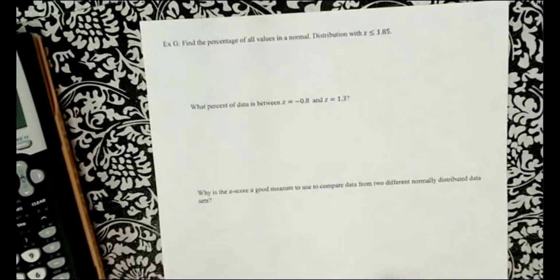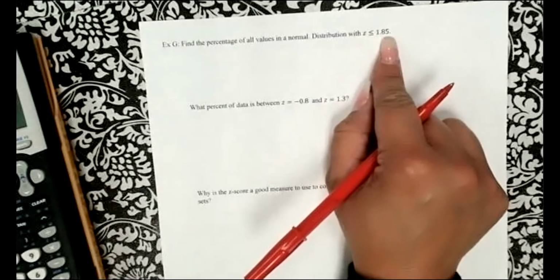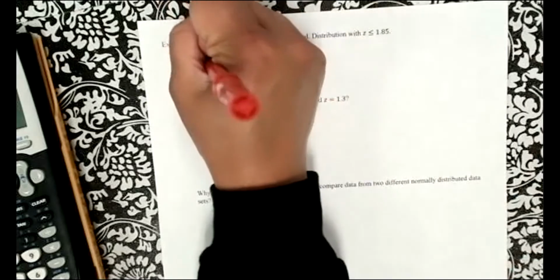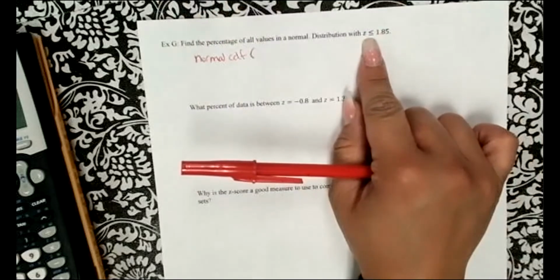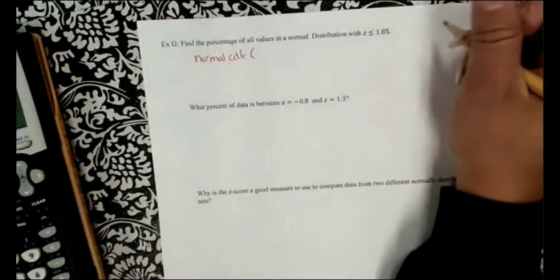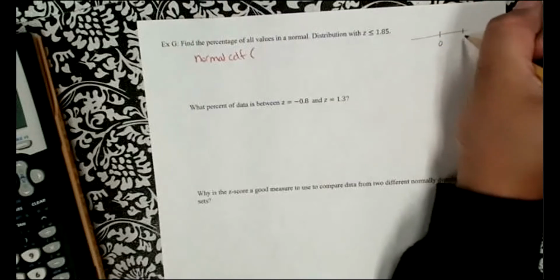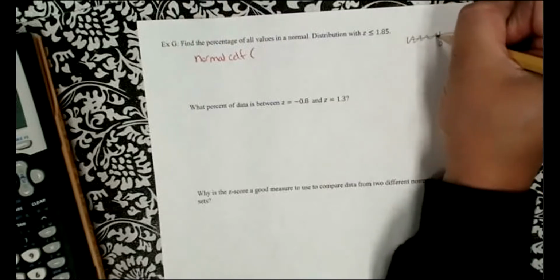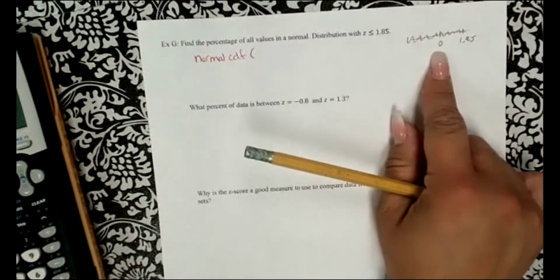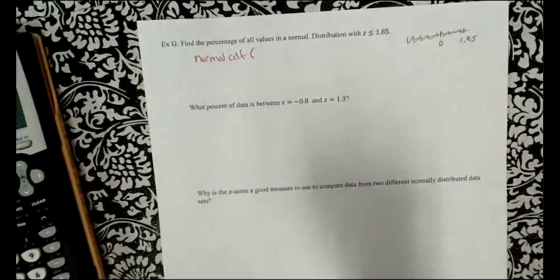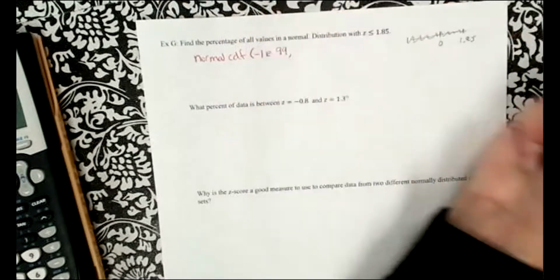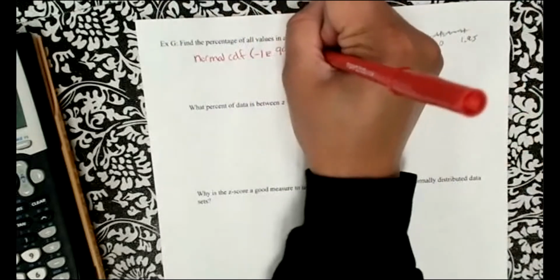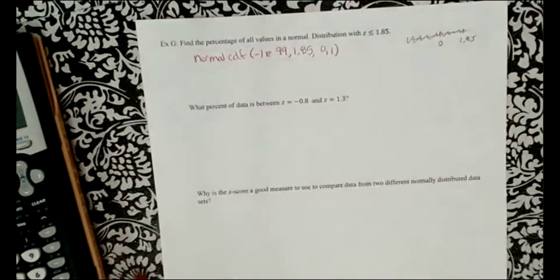Find the percentage of all values in a normal distribution where the z is less than 1.85. So I'm going to do the normal CDF. Now I want the ones less than 1.85. So if I looked at my number line, here's 0, here's 1.85. I want everything to the left. So I don't have to worry about subtracting it from 100 because I am looking at the left side of it. So I'm going to still do the negative 1e to the 99. Now I'm going to type in 1.85 and it's going to go from 0 to 1.